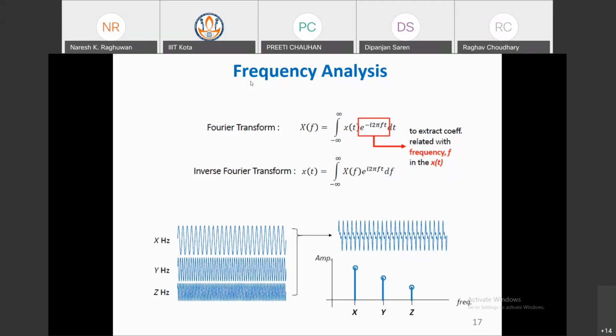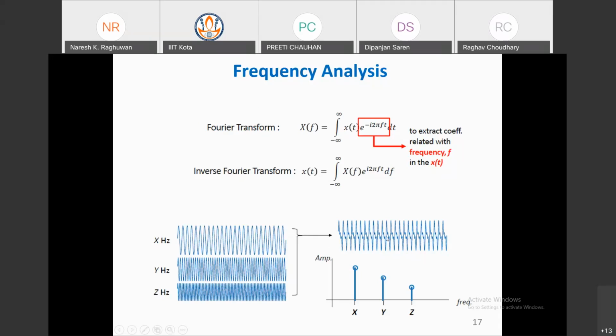An inverse Fourier transform converts the frequency domain back to your original time domain signal. Suppose this is one signal, and this is the next signal. We can say this is a combination of X, Y, Z signals, three signals with different frequencies. They combine into this signal, which shows you the combined time domain signal.